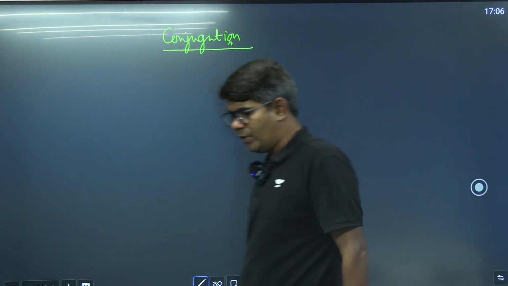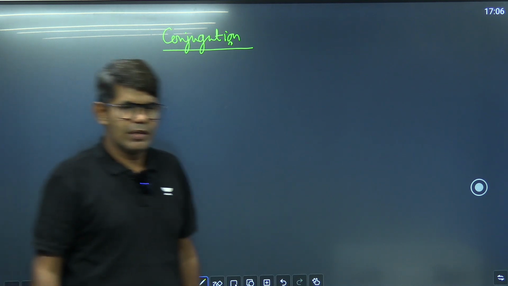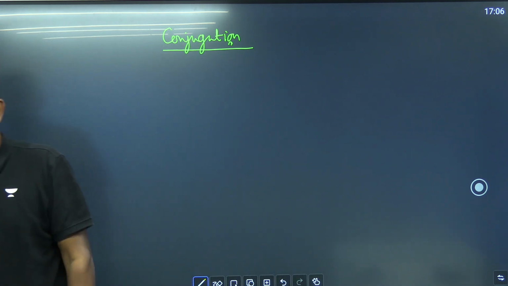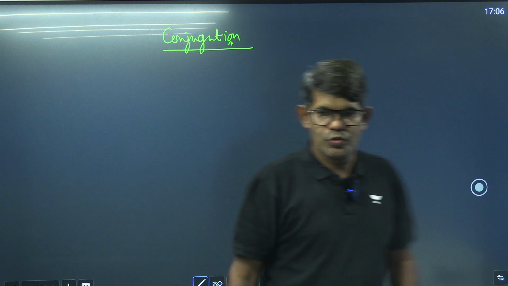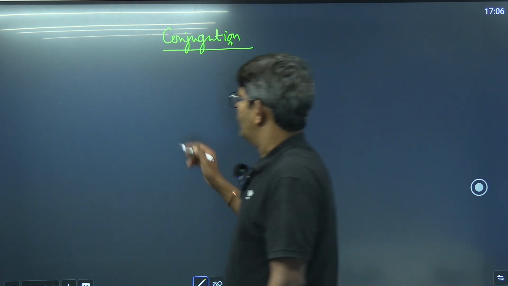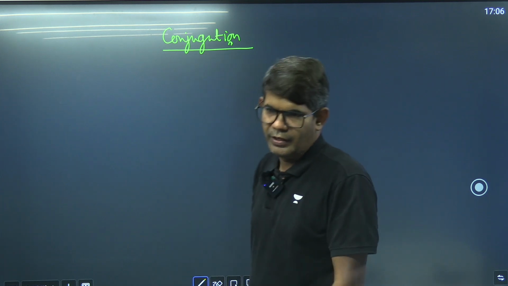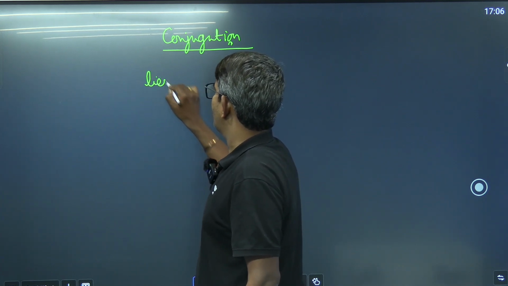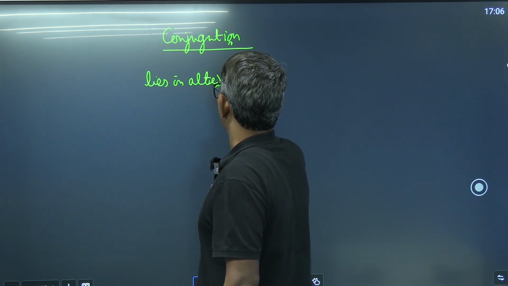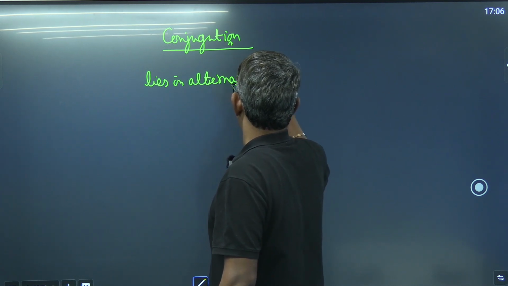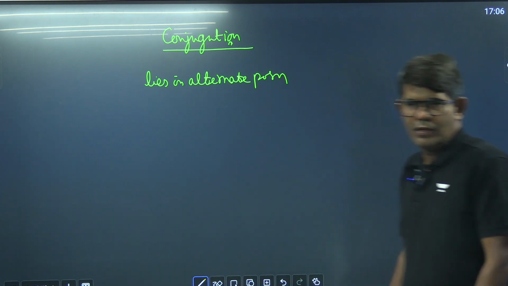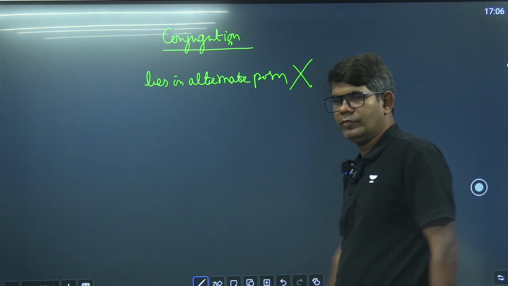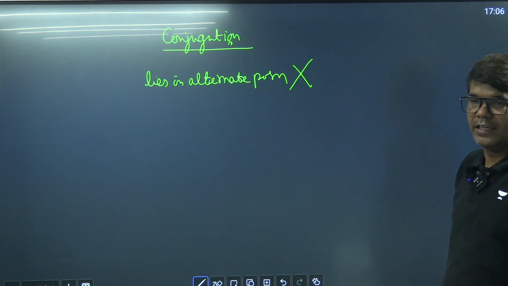I hope everybody is quite aware of what the condition for resonance is. If a compound has to be involved in resonance, it should have conjugation. So what is this conjugation? You must have come across that conjugation is something which lies in alternate positions. Is this concept technically right? Definitely wrong. So what is exactly conjugation?